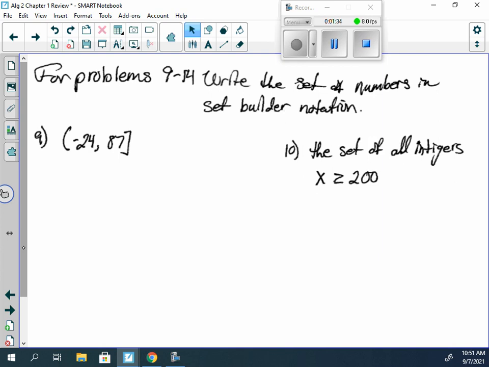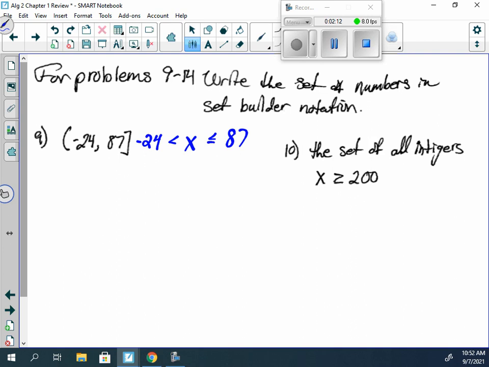9. So we're talking about the interval of negative 24 to 87, where 87 is included. Well, I can't write this in set builder notation. I do need to rewrite it as an inequality. Two numbers, so x is in the middle. The smaller number is negative 24. The bigger number is 87. Now negative 24 is just less than because of the parenthesis, and then the bracket would be less than or equal to.